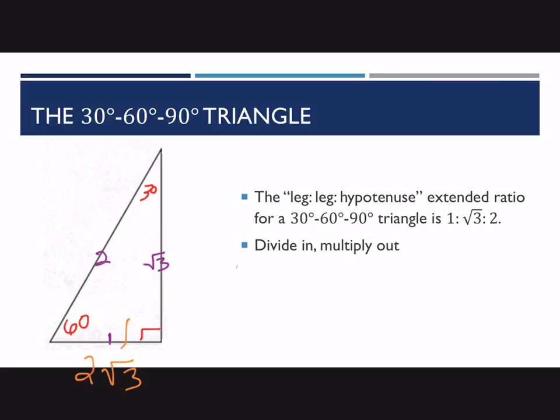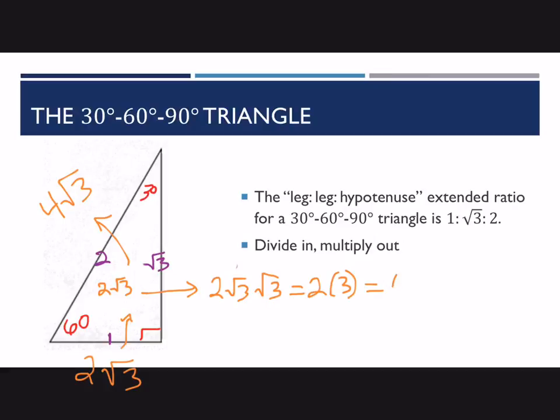Okay, so divide by 1, so that's 2 square root 3. Multiply out, so if you want to do the hypotenuse, you would do 2 square root 3 times 2, which is 4 square root 3. And then multiply out for the longer leg, so you would do 2 square root 3 times square root 3, which is 2 times square root 9, or 2 times 3, which is 6. Okay, so the lengths would be 2 square root 3, 6, and 4 square root 3.